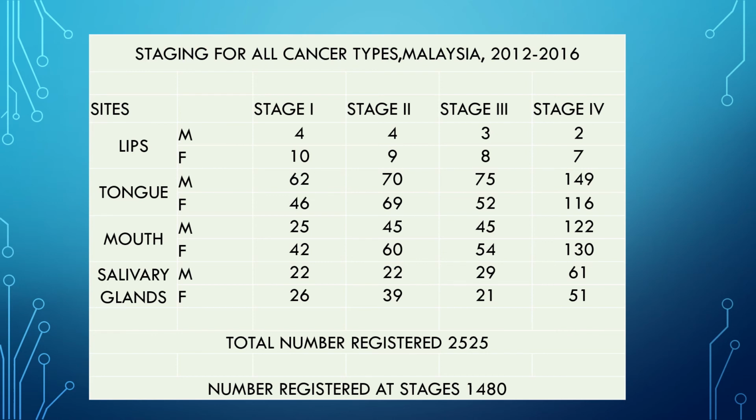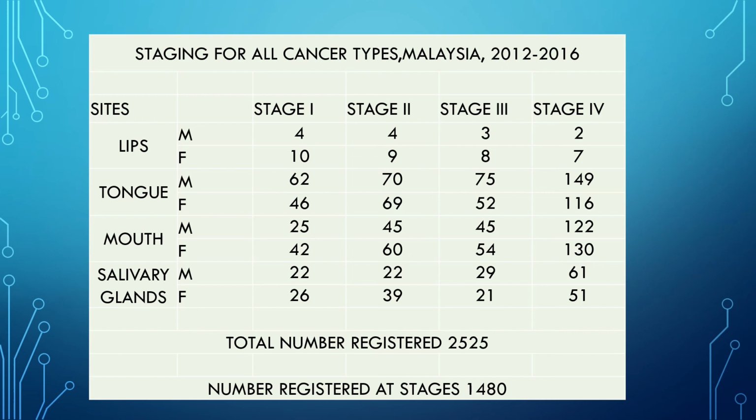For lip cancer in females, we detected at stage 1 about 10 cases. Stage 2 at 9 cases. And stage 3, about 8 cases. And stage 4, about 7 cases. Surprisingly, for tongue cancer in males, we detected at stage 1 about 62 cases. Stage 2, about 70 cases. Stage 3, about 75 cases. And stage 4, about 149 cases.